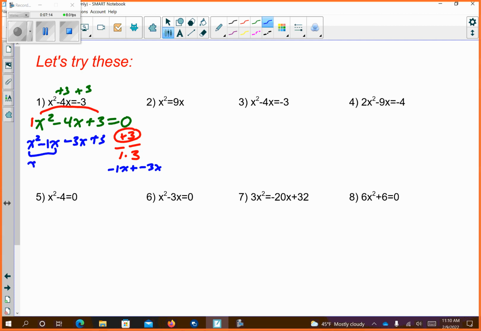I have an x in common here. I have this negative comes down. I could factor a negative 3 out, and I get x minus 1. So I get x minus 1 equals 0, and x minus 3 equals 0. So x equals 1, and x equals 3. Those are my answers.